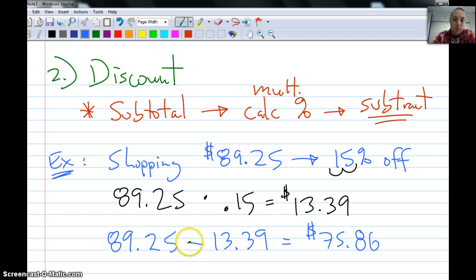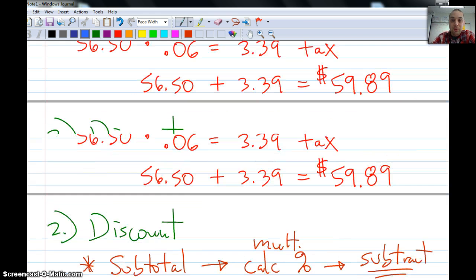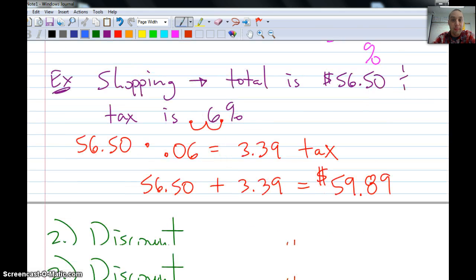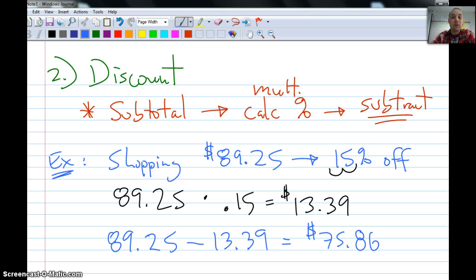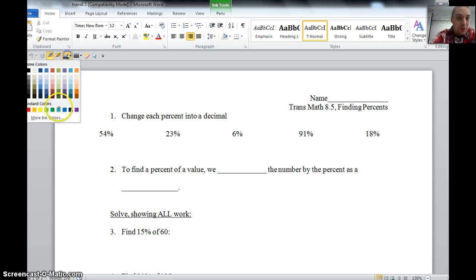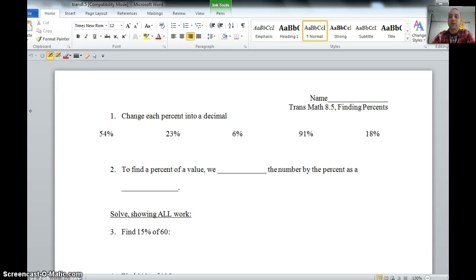I want to see all this work. If you're doing a tax problem like this one up here, you add the tax, and again, I want to see all this work. All right. I'm going to have you pause the video and go pick up your 8.5 handout. All right, we got this handout right here. So this is going to be your classwork. I want to go through a couple little examples with you here so I can kind of model how I want you to be showing your work.